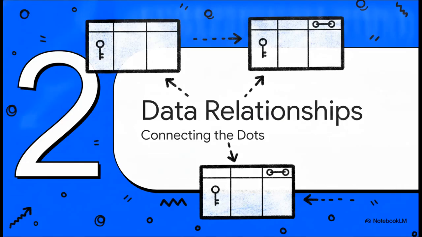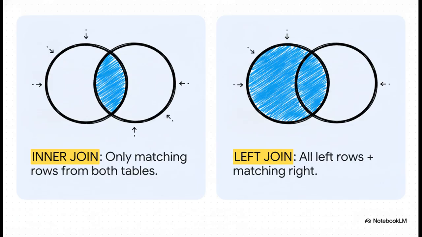All right, moving right along to Section 2, Mastering Data Relationships, Connecting the Dots. Think of an inner join as a really strict bouncer. It's a strict intersection that only returns rows having matching values in both of your tables. But a left join, it's a lot more forgiving. It grabs everything from your left table, and if there happens to be a match on the right, it pulls it in. If not, it just fills those empty gaps with nulls. It's basically the difference between saying, only show me customers who actually bought something, versus show me everyone, and just list their purchases if they have any.